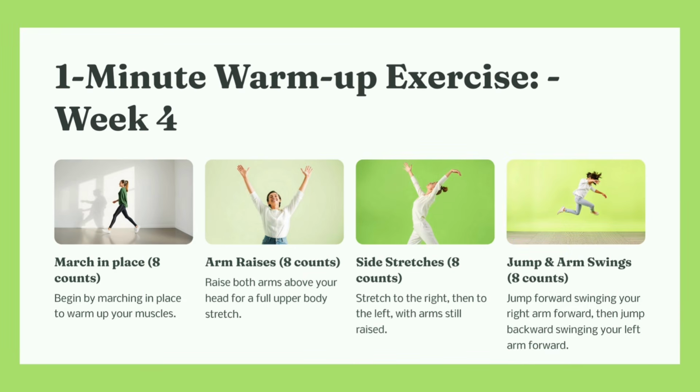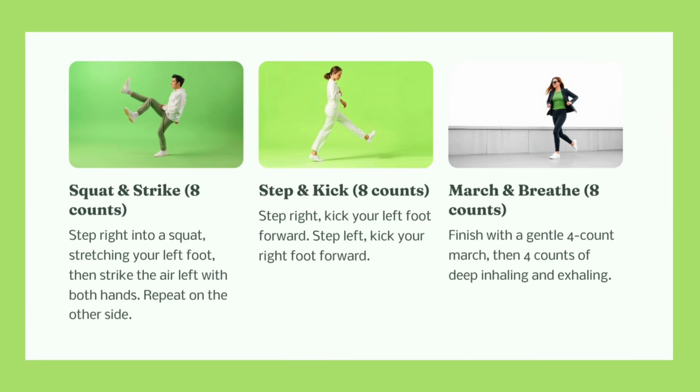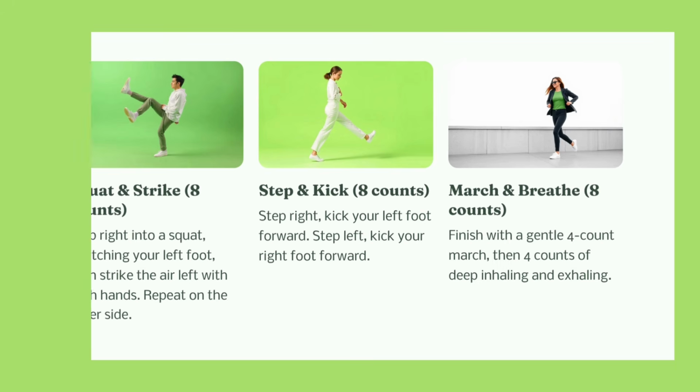So first, you need to have a 1-minute warm-up exercise. March in place, 8 counts. Arm raises, 8 counts. Side stretches, 8 counts. Jump and arm swings, 8 counts. Next, you need to squat and strike for 8 counts. Step and kick, 8 counts. And march and breathe for 8 counts. So finish your warm-up exercise with march and breathe for 8 counts.